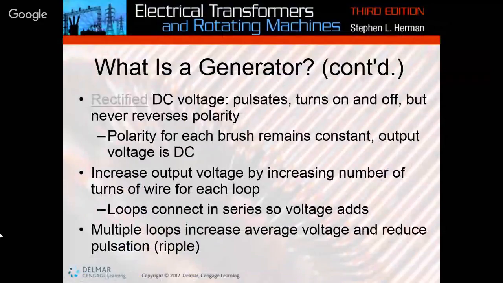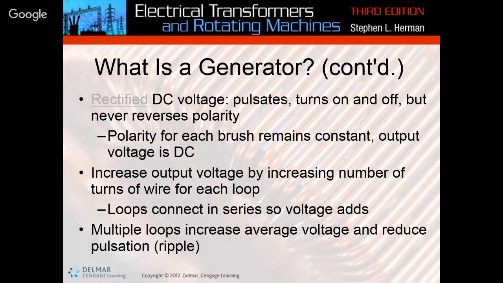Rectified DC voltage pulsates, turns on and off, but never reverses polarity. Polarity for each brush remains constant. The output voltage is DC. Increase the output voltage by increasing the number of turns of wire in each loop. We'll see that here in a second too, hopefully, if I got this set up right. But the loops are connected in series, so voltage adds.